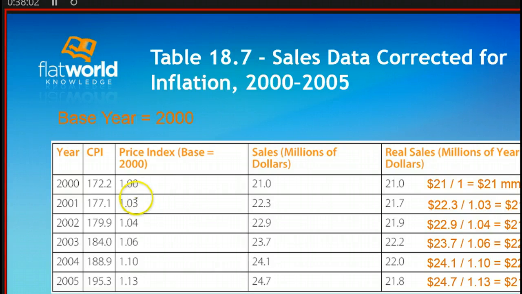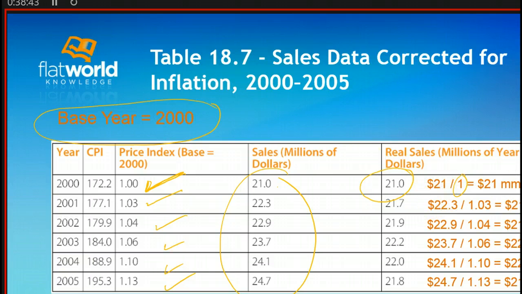Well, I take each year's CPI and I divide it by the 2000 CPI because I've determined that's my base year, which means the price index for 2000 would of course just be 1. For 2001, I take 177.1 divided by 172.2 and I get 1.03, and I go all the way through and find my price index, assuming my base year is 2000. Then I take all those nominal sales amounts and I divide. So $21 million of sales divided by a price index of 1 says that my sales in 2000 in terms of 2000 dollars were $21 million.